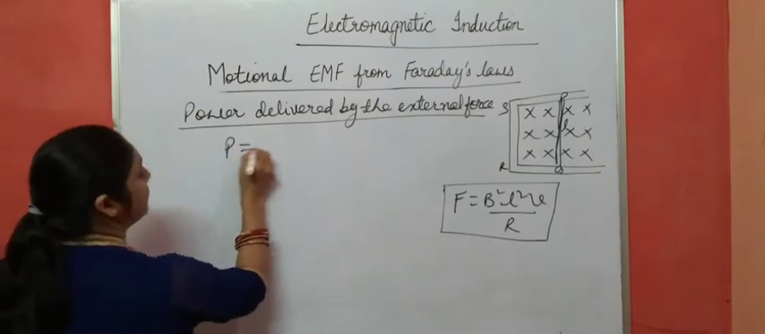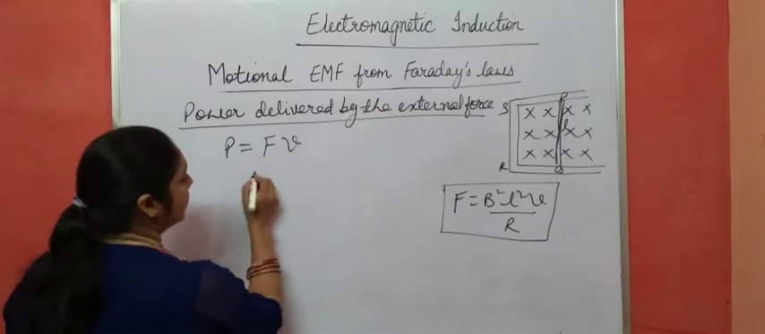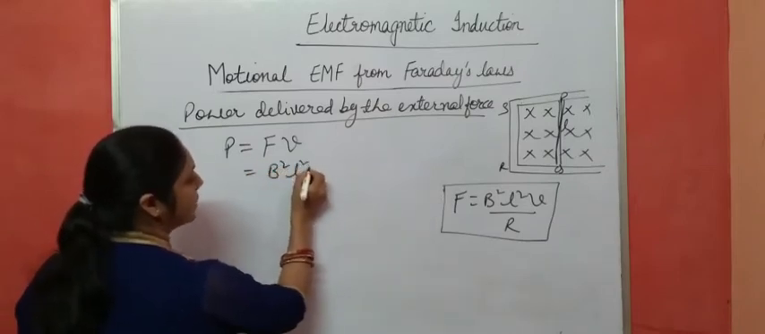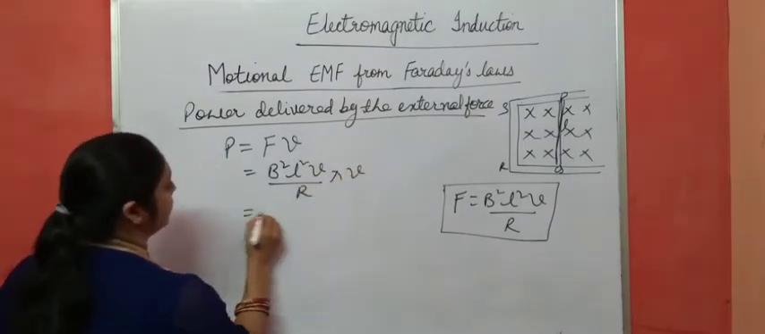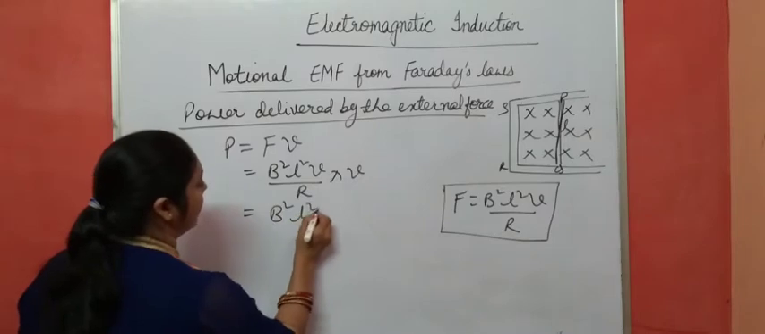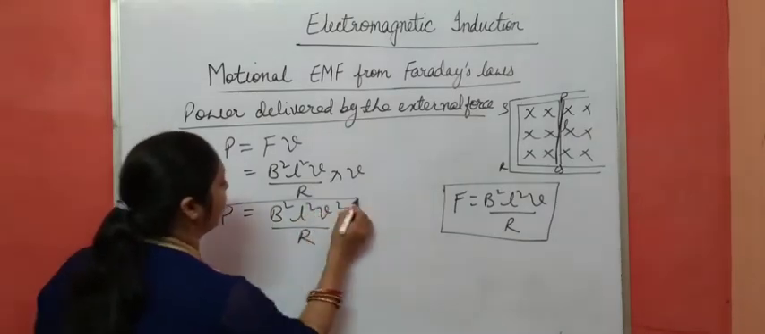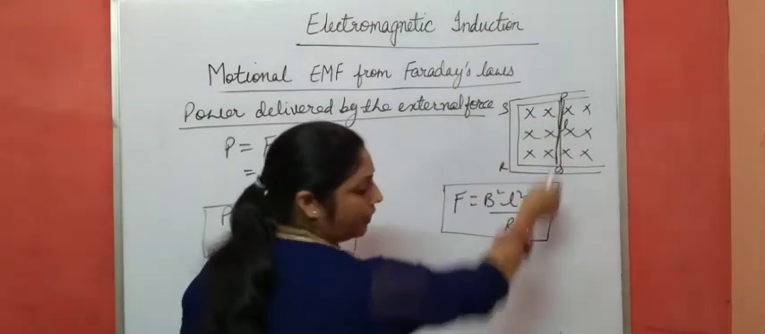So power is given by what? The expression for power is F into velocity, and the expression for F is B square L square V by R, into velocity. So this becomes B square L square V square by R. This is the expression for power delivered by the external force on this rod PQ.